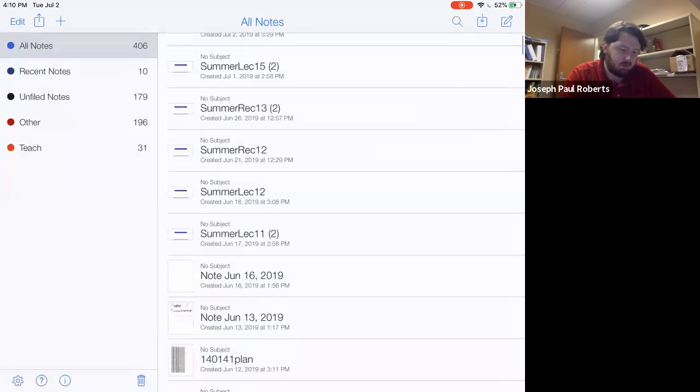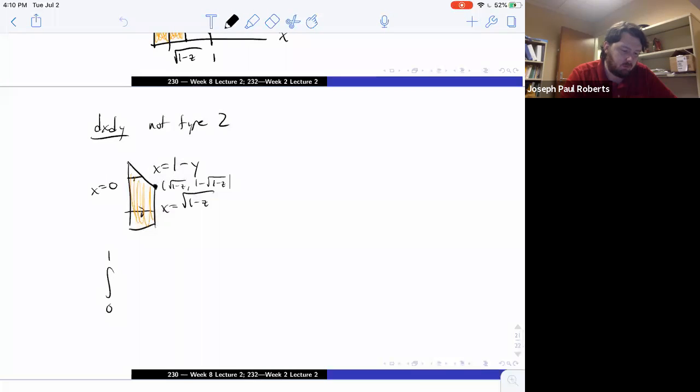And I think my iPad is freezing. There we go. I think this new version of Notability draws in shapes sometimes when you don't want to.